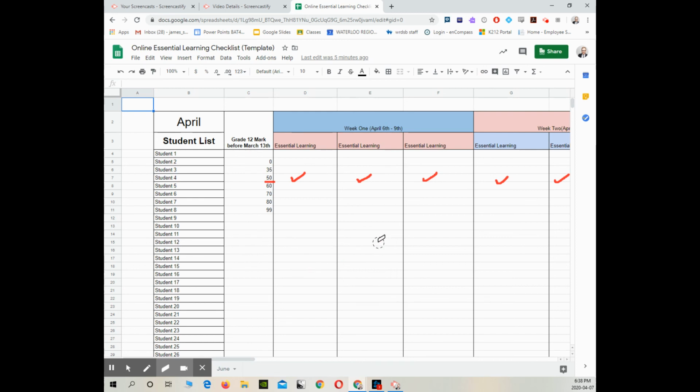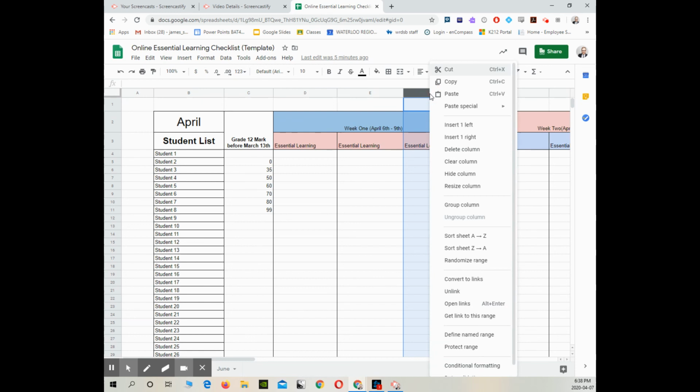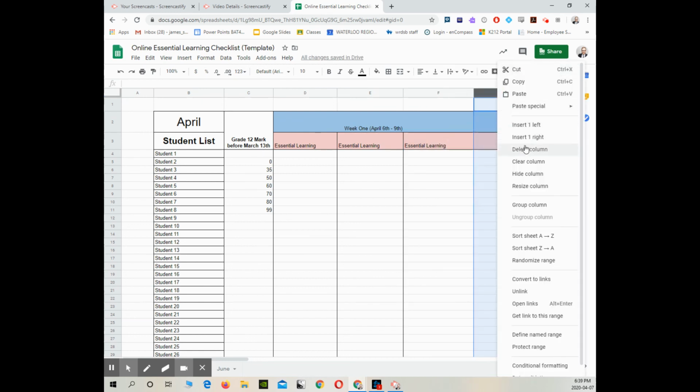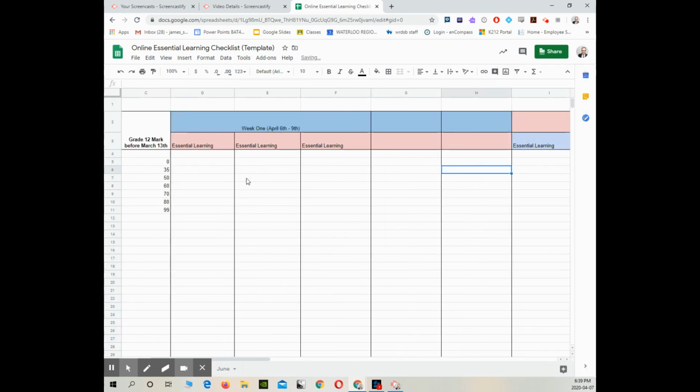So this tool can be used to just track your essential learnings in general. So in our scenario right here, I have 3 essential learnings. However, I have some classes that have 5 essential learnings. So let's pretend I'd like to add a few columns. What you simply do in Google Sheets is you right-click your column, and you insert as many columns as you need. I'm going to insert to the right, and you can see here that I have room for 4 essential learnings.